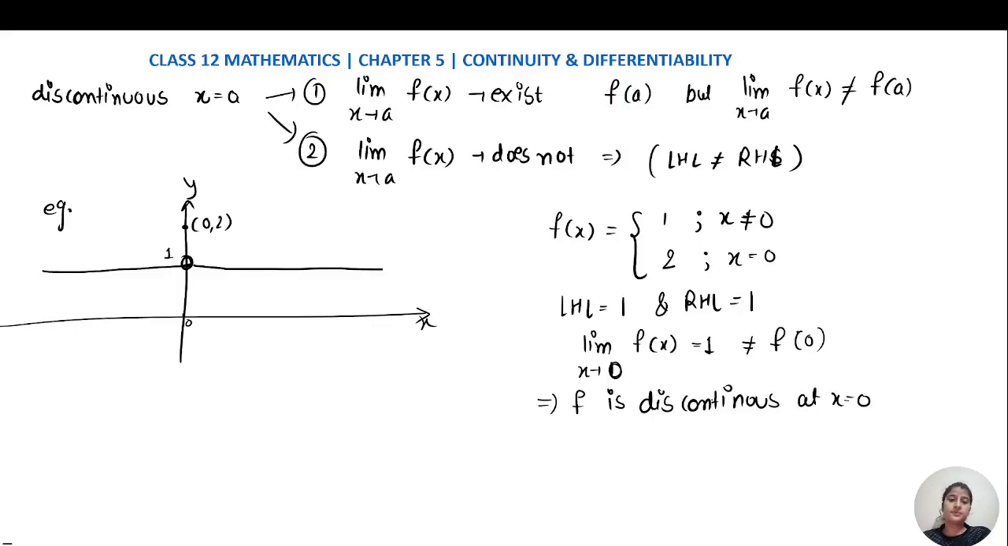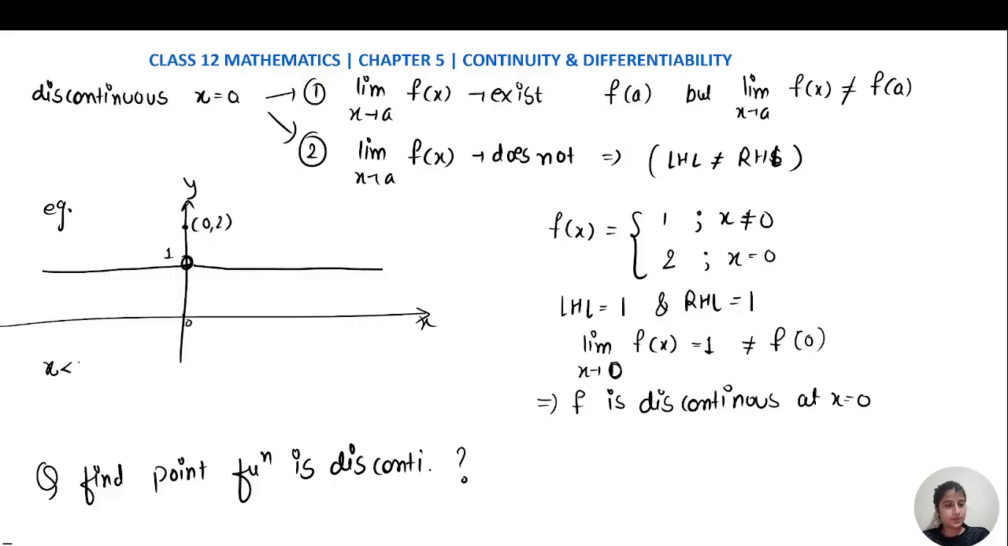In this type of discontinuity and continuity topic, there is always a type of question: find the points where the function is discontinuous. This is a standard question that always comes up in your exams. Here we can see that the function is continuous everywhere else. For example, for x less than 0, the function is continuous.